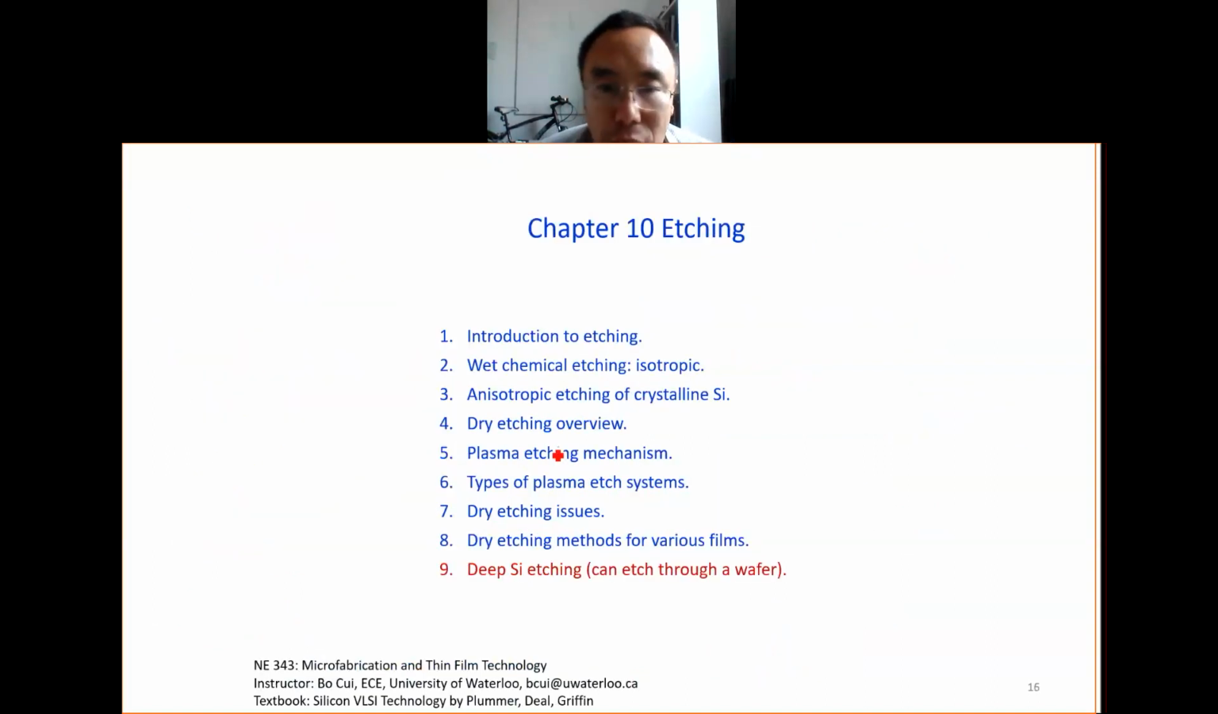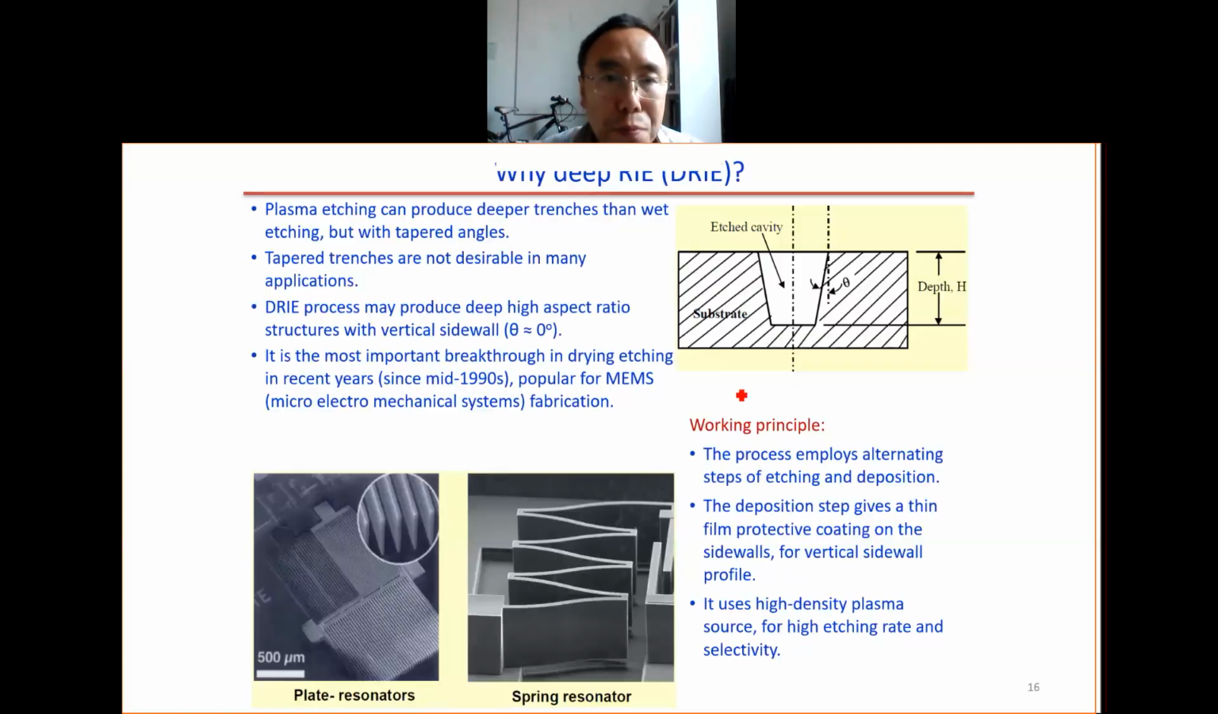So now let's look at deep silicon etching. Deep silicon etching is called DRIE. This is a very useful technique. So why do we need deep silicon etching? One problem with plasma etching is that it can produce deeper trenches than wet etching, but sometimes with tapered angles like this. If you have tapered angles, you can imagine you cannot etch too deep. It is not desirable in many applications.